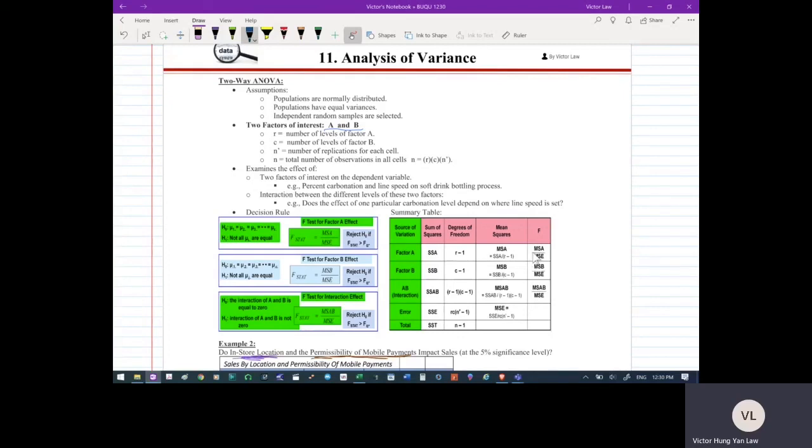For example, for factor A, you take the mean square of A divided by the mean square of the error term. If it's B, then you take the mean square for B divided by the mean square for the error term. And that will give you the F statistic.